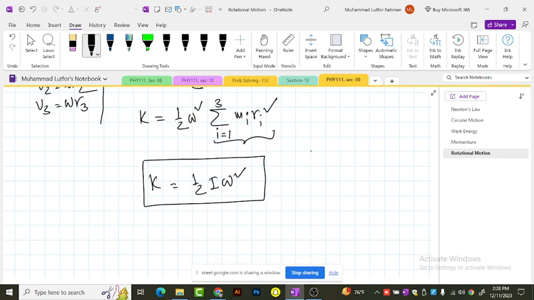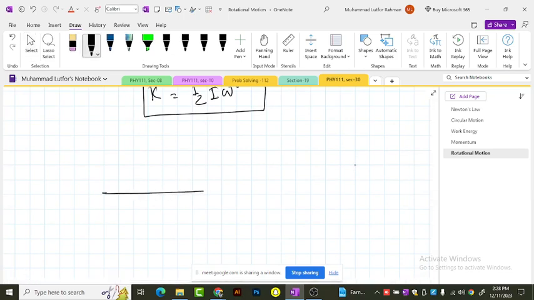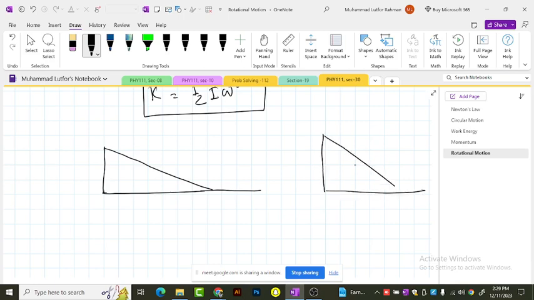Right, that's not actually the rotational kinetic energy of a system. All right, let's say I have two identical inclined planes, exactly identical. Identical means everything is the same: this height, this angle, even the material is exactly the same.